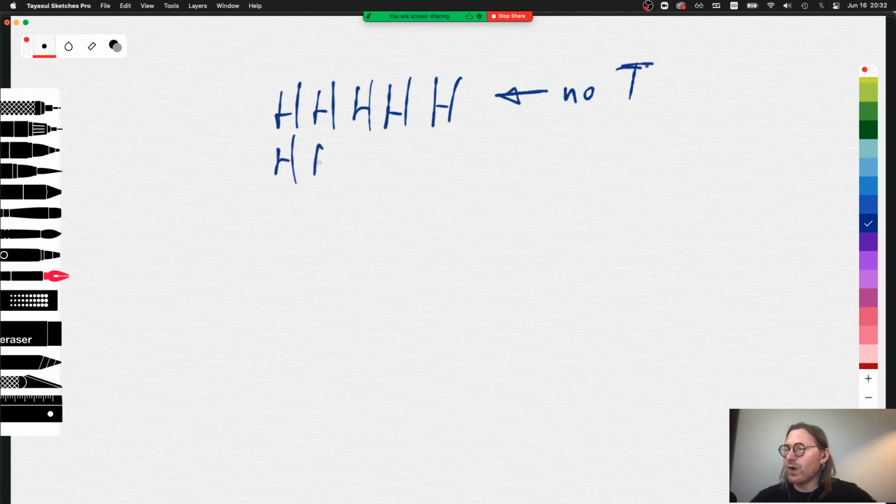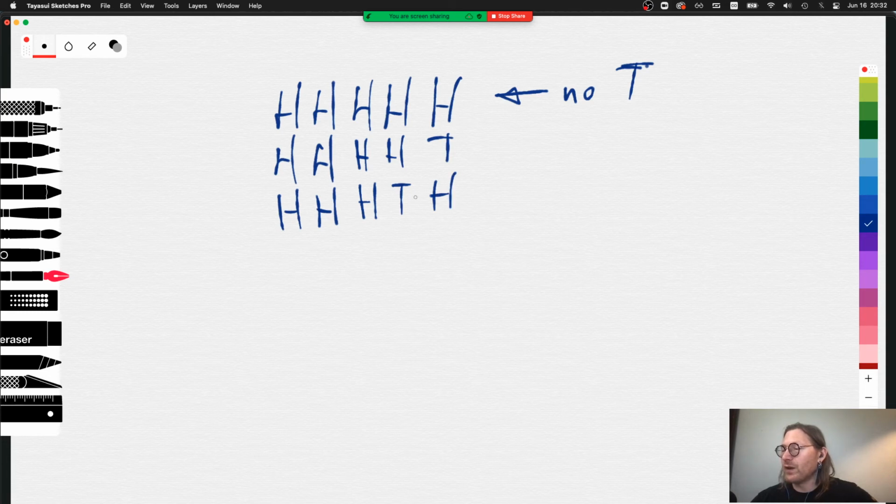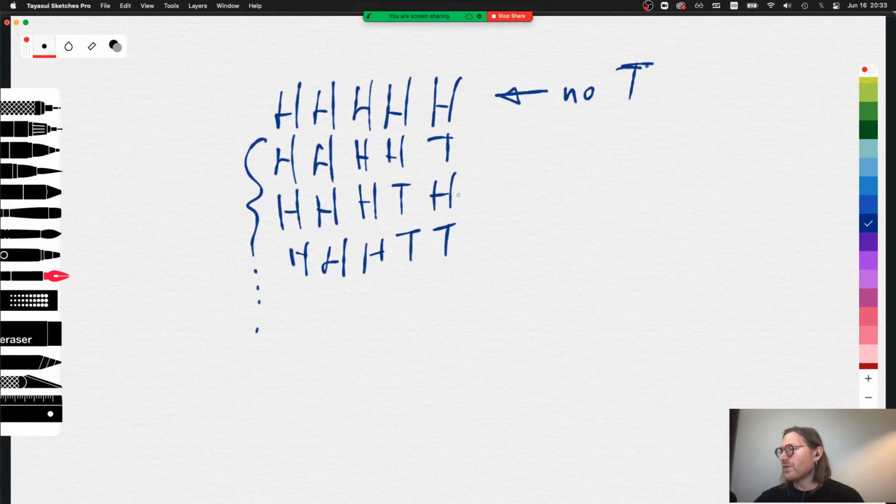Everything else does, right? However we arrange this, heads, heads, heads, heads, tails. I could just count here: heads, heads, heads, tails, heads. The next one would be tails, tails, and so on. Any one of these has at least one tails. So the complement in this case, if we put focus on this all heads, is going to be everything else that's in the set, until we get to tails, tails, tails, tails, tails.